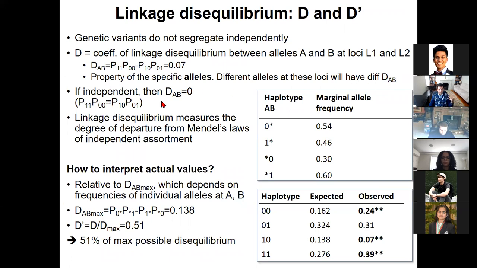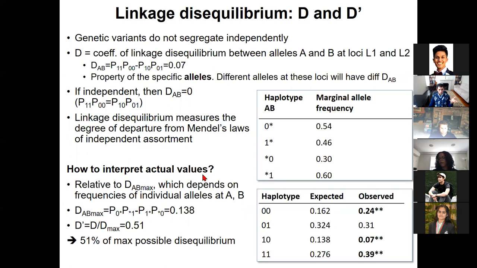And different alleles at these loci have a different D or D prime. So what's D? D is that disequilibrium. And if they're independent, the disequilibrium is zero. That means they're in equilibrium, that they're segregating independently, when the products are the same. The reason is that the expected haplotype frequency for each pair of alleles is simply the product of the individual frequencies. So if you have a zero with frequency 0.54 and a one with frequency 0.46 at one locus, and 0.3 and 0.6 at the other locus, the product of those gives you the expected haplotype of 0-0. If you observe a deviation from that, that tells you that the two are in linkage disequilibrium with each other. It measures the degree of departure from Mendel's law of independent assortment.